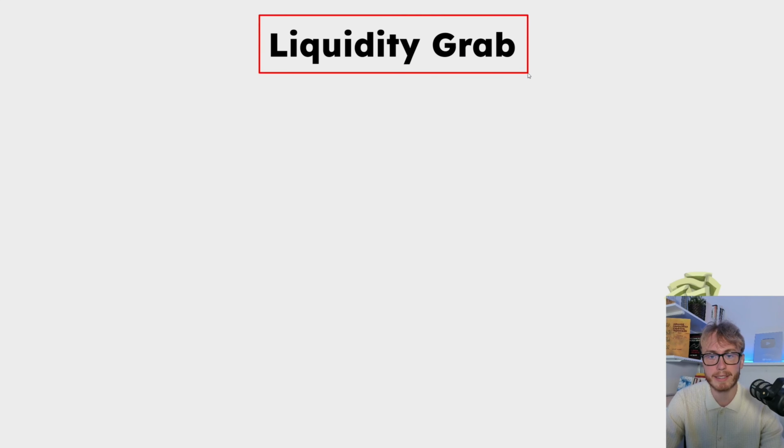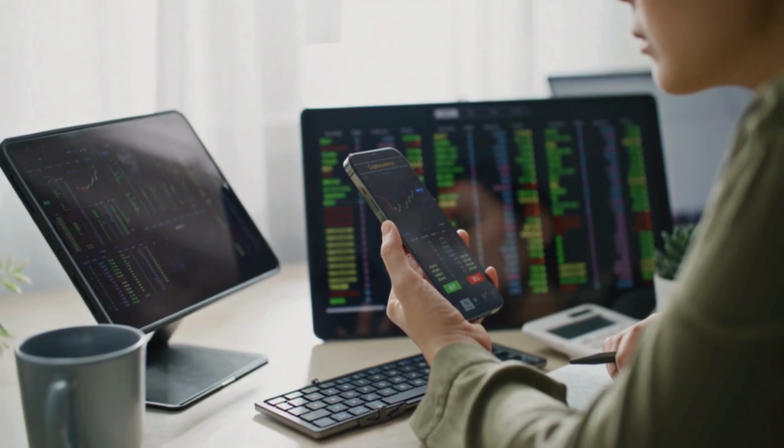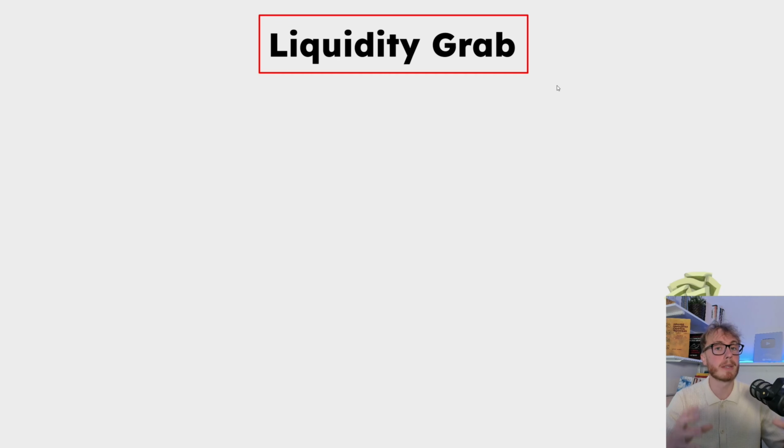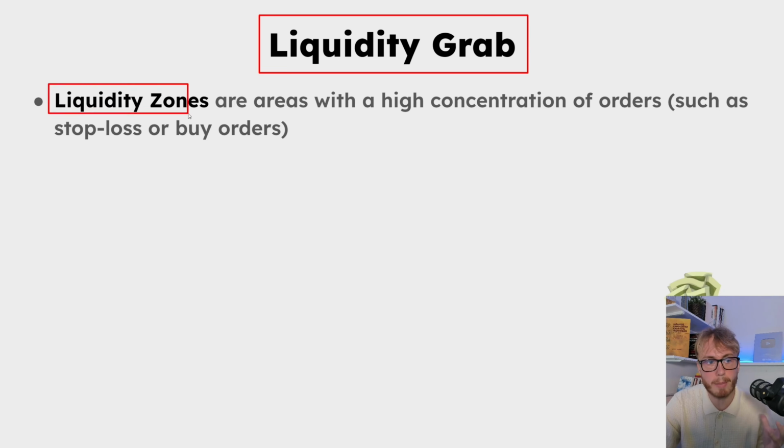Alright, so now let's take a look at the liquidity grab. This right here is one of my favorite smart money concepts because they can very often be great entry signals, and it's also pretty easy to set your stop loss and target level from these liquidity grabs. But first of all, we need to know about something called liquidity zones.